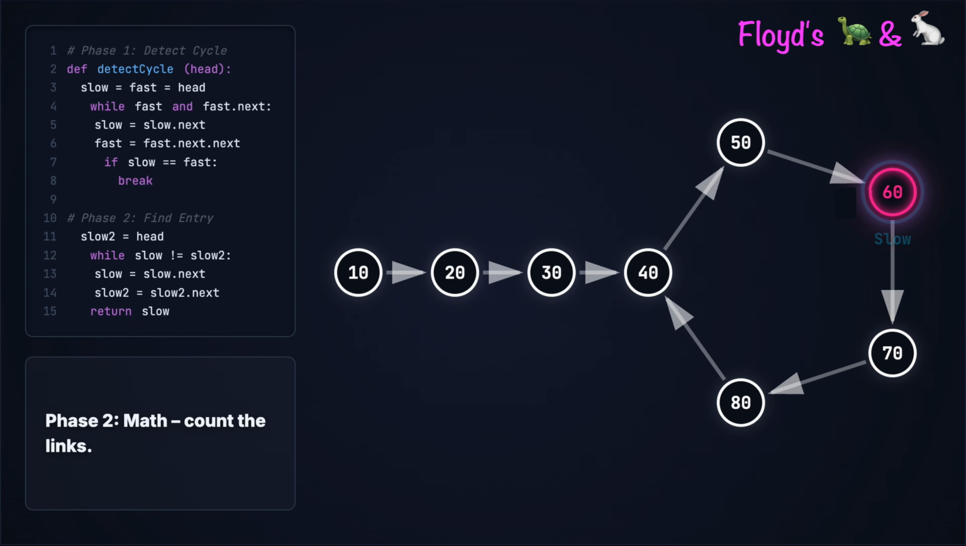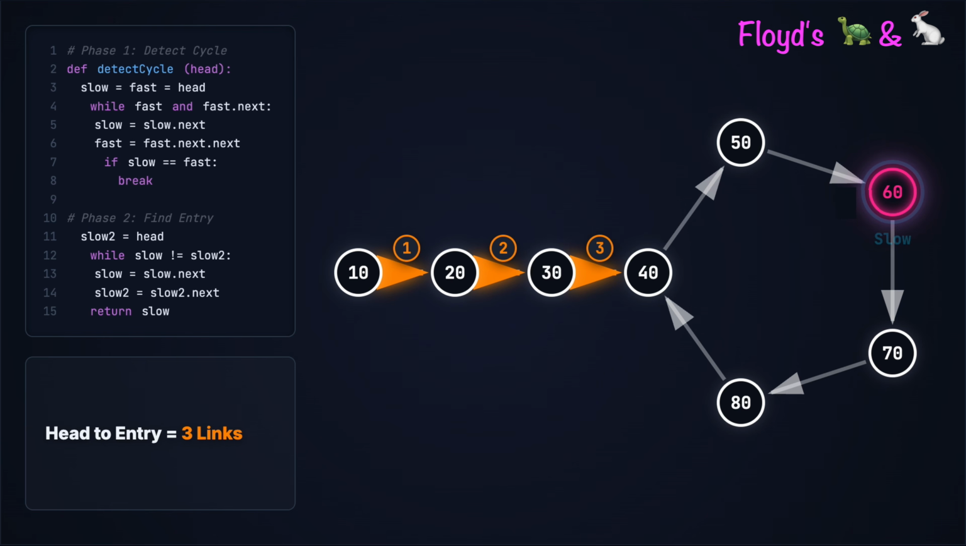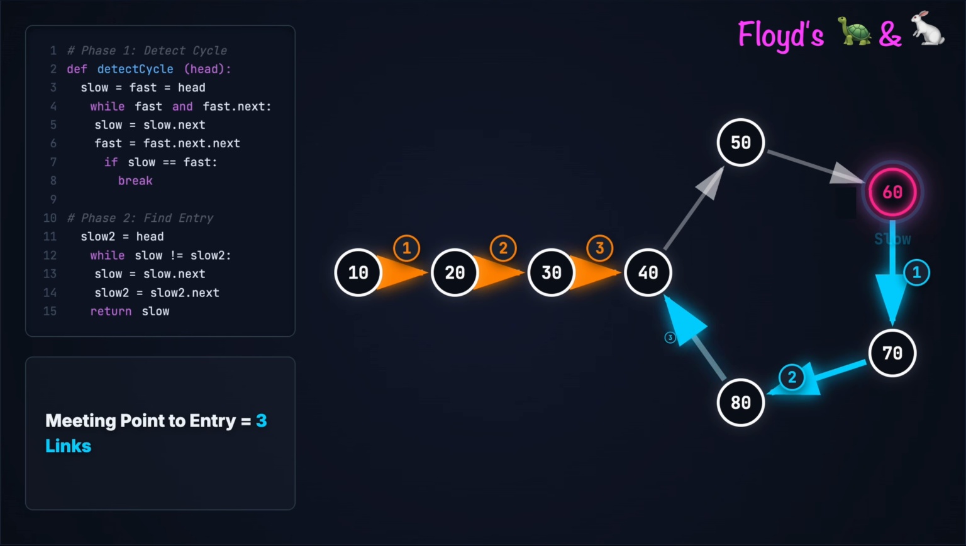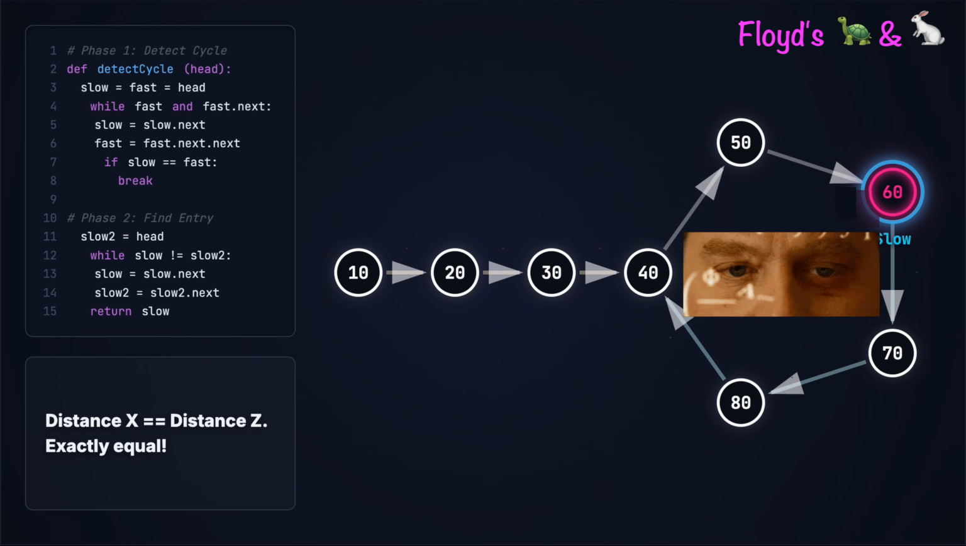Now let's move to phase 2, finding the starting point. This is the hardest part, but before diving deeper into the math, let's count the hops from the head to the entry point. That's 10 to 20 to 30 to 40, 3 links. Now count the hops from the meeting point forward back around to that same entry point. 60 to 70 to 80 to 40. Also 3 links. Is that a coincidence? No! Let's check the math.